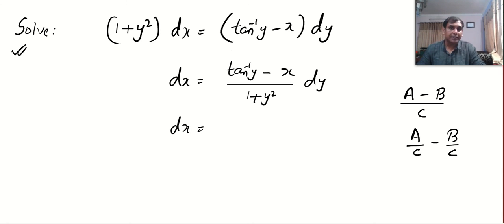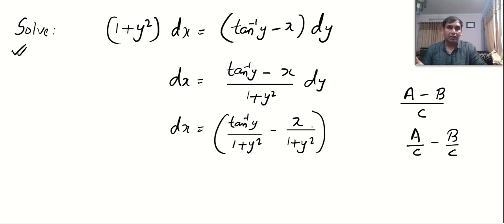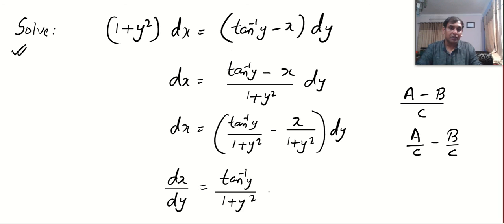Now I think you can see that a and b. So tan inverse y divided by 1 plus y square minus x divided by 1 plus y square dy. Now I'm going to write this as, I'm just going to take this dy to the left. So dx by dy is equal to tan inverse y by 1 plus y square minus x by 1 plus y square.